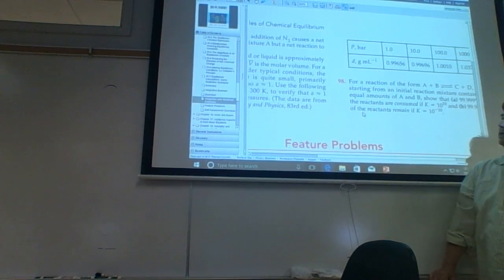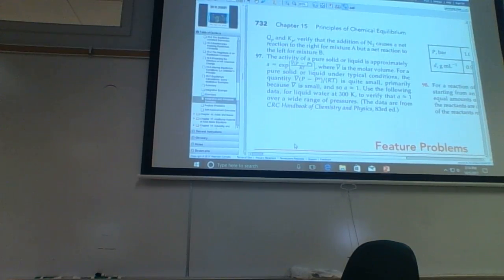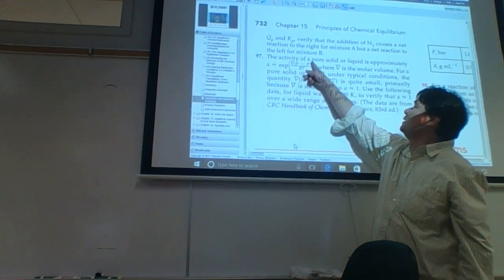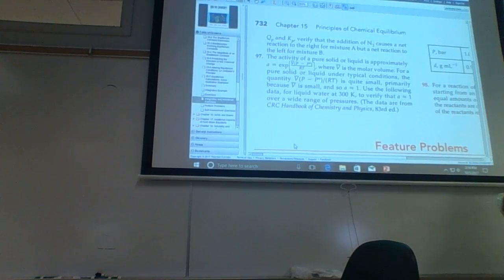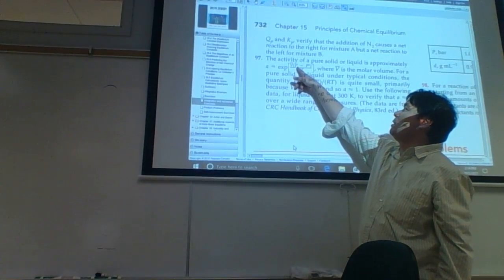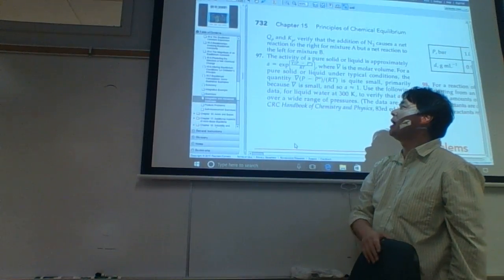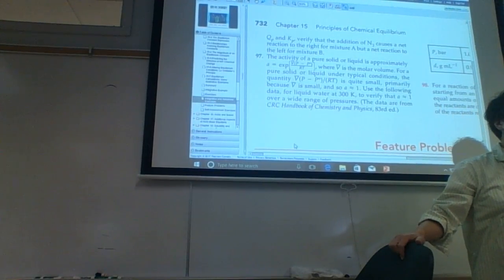Now, P naught, P minus P naught. You know what P naught is? Usually, P naught is your standard, and the standard pressure is 1 bar, and so P naught would be 1 bar in this case. If P is 1 bar and P naught is 1 bar, then the difference is 0, and the activity would be 1. If the pressure is not, then it's going to change.